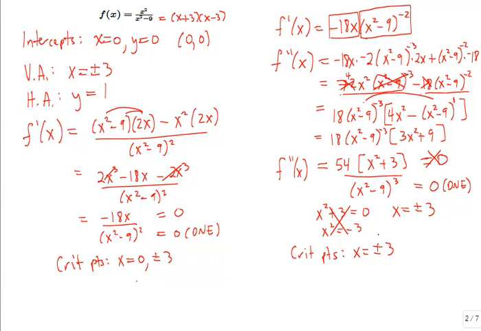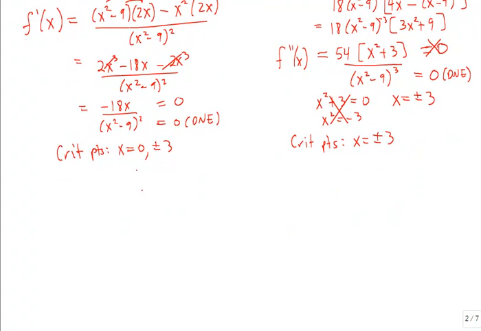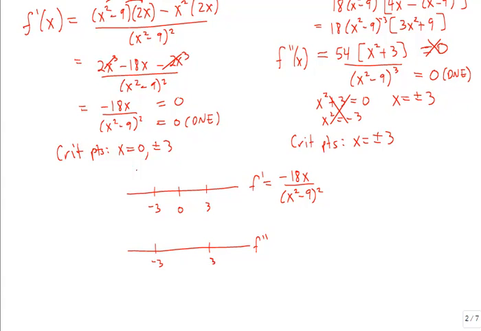Okay? So we've done all of our derivatives, we've found our critical points, now we're ready to make our number lines. So what we're going to do next is create a number line for f prime, and on it we're going to put -3, +3, and 0, and f prime was -18x over (x squared minus 9) squared. And then for my second derivative, the only critical points I had were -3 and +3, and that second derivative was 54 times (x squared plus 3) all over (x squared minus 9) quantity cubed.